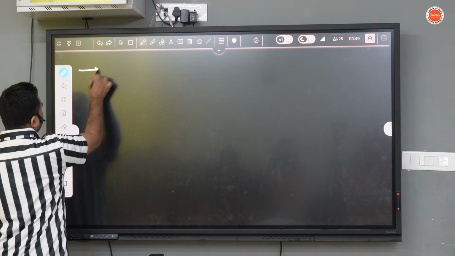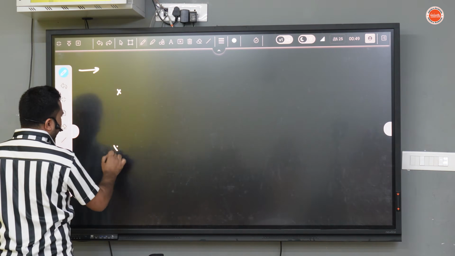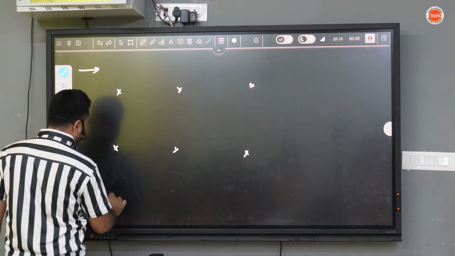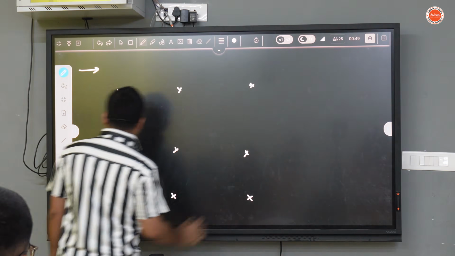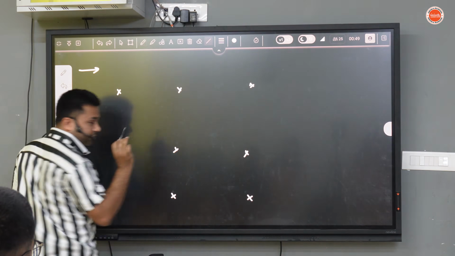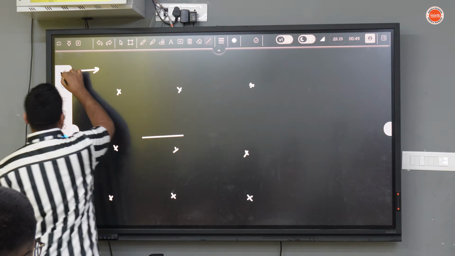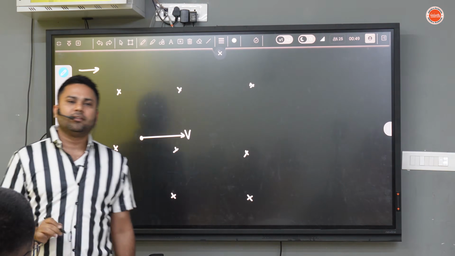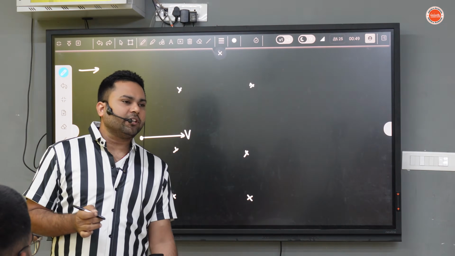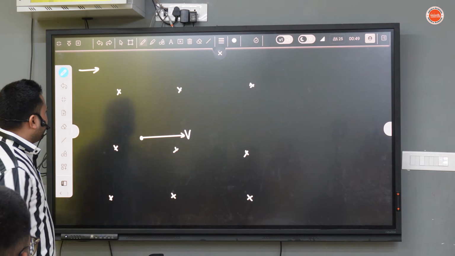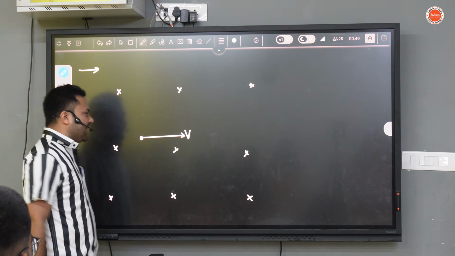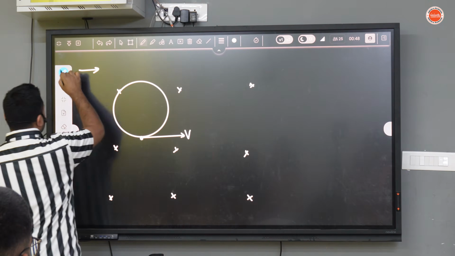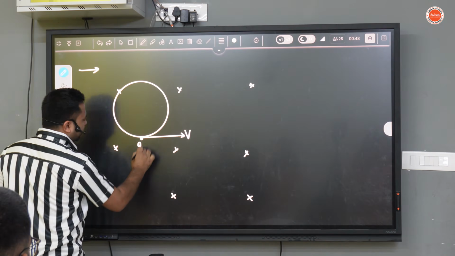Now, I told one case that if the magnetic field is perpendicular to the velocity, see this carefully, so what kind of motion were we getting? Circular motion. Everyone, what kind of motion were we getting? Circular motion. If magnetic field is perpendicular to the velocity of the charge, we were getting circular motion. Okay. So the charge will execute circular motion.